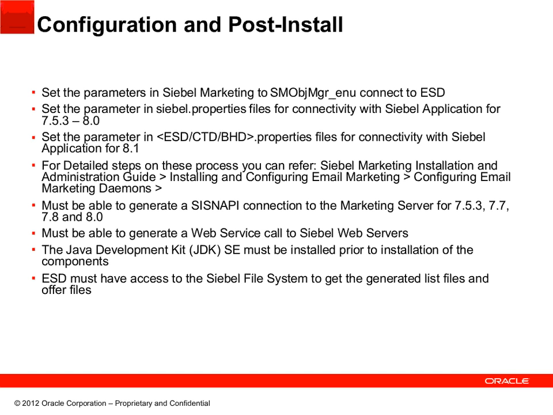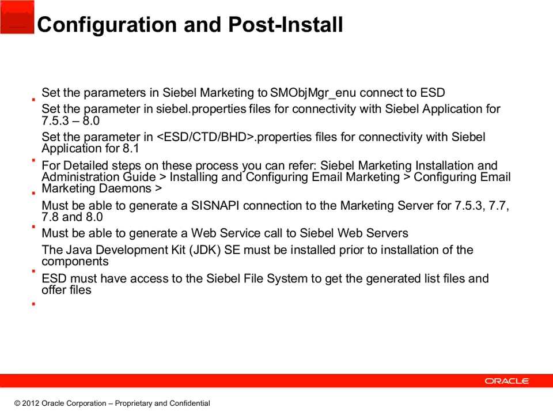These properties files you'll find at the root level under the installation folder. For the detailed steps on this process, you can refer to the Siebel Marketing Installation and Administration Guide, installing and configuring email marketing, configuring email marketing daemons. Under this section, you should be able to see all these post-installation tasks.